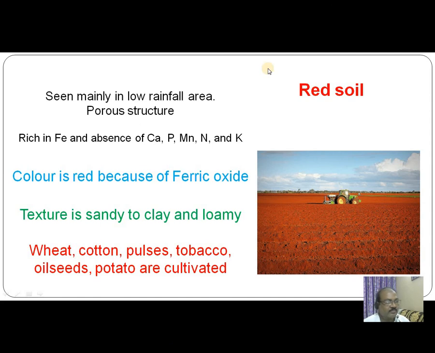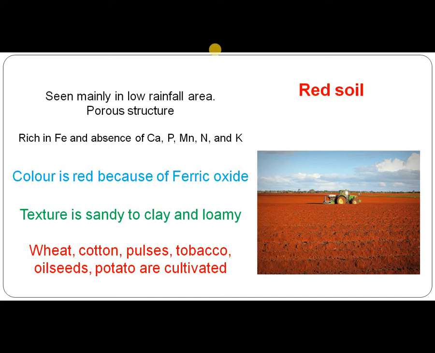Red soil. The red soil is seen mainly in low rainfall areas, and it has a porous structure. So wherever the rainfall is less, we can see red soil. And red soil is rich in iron and lacks calcium, phosphorus, manganese, nitrogen and potassium. Since the soil is rich in iron, it looks red in appearance. That color is red because of the presence of iron, that is ferric oxide, in the soil.